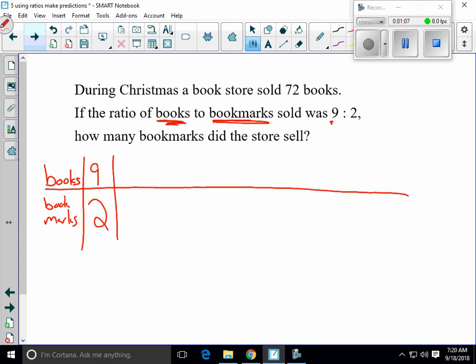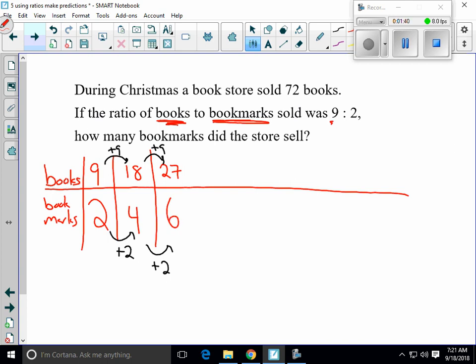Okay, but what if they didn't sell 9 books? What if they sold 18 books? Well, then they would have sold 4 bookmarks. So every time the books go up by 9, the bookmarks go up by 2. And what if they sold 27 books? That's 9 more. Well, the bookmarks would go up by 2 more. Okay, so the ratio tells us the relationship, but it doesn't tell us the total number.